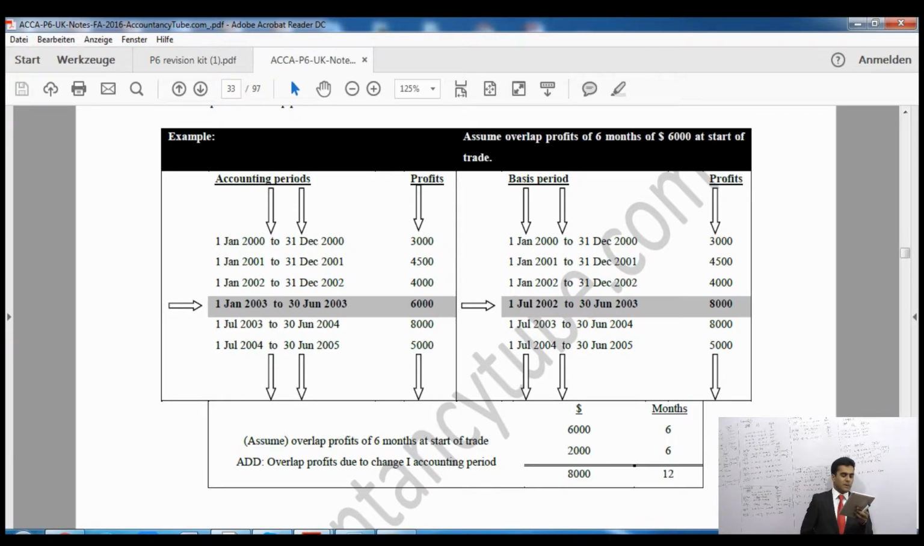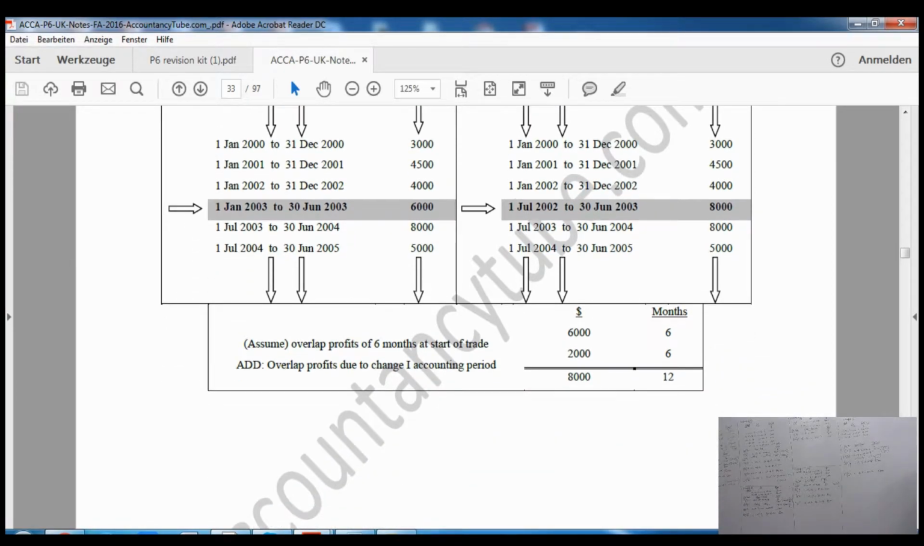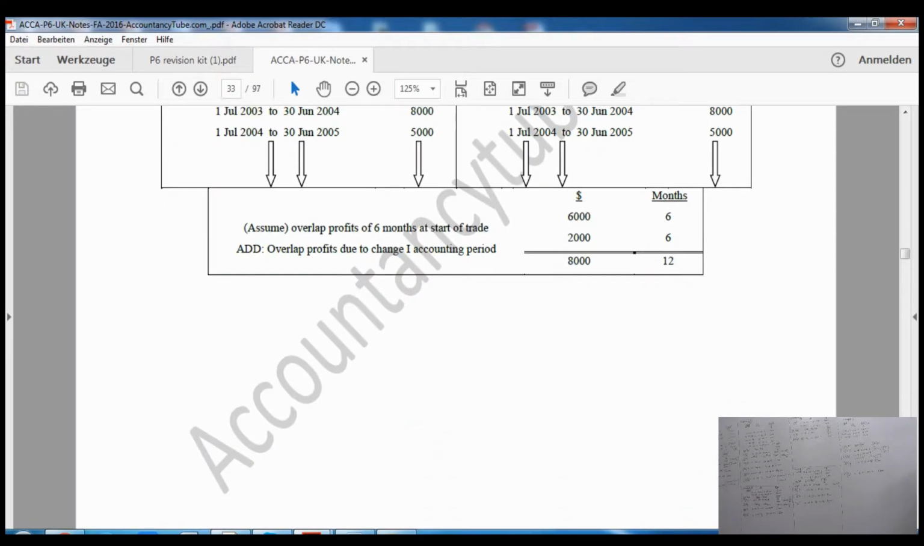All right, how 2,000? Did you know how to calculate the 2,000? Now the profit in the previous accounting period was 4,000. Just look at the previous one before the shaded area, and the profit was 4,000, wasn't it? Now this 4,000 was obviously for 12 months. So for 6 months it will be £2,000. All right. So the previous overlap profit was £6,000, so after this change, the new overlap profit will be £8,000 with the addition of this 2,000, which is for 6 months as well.